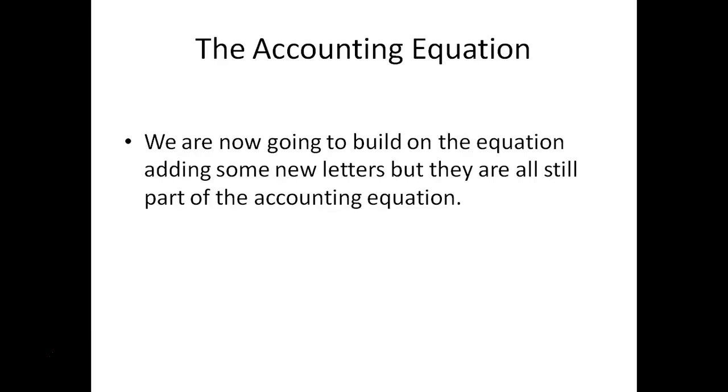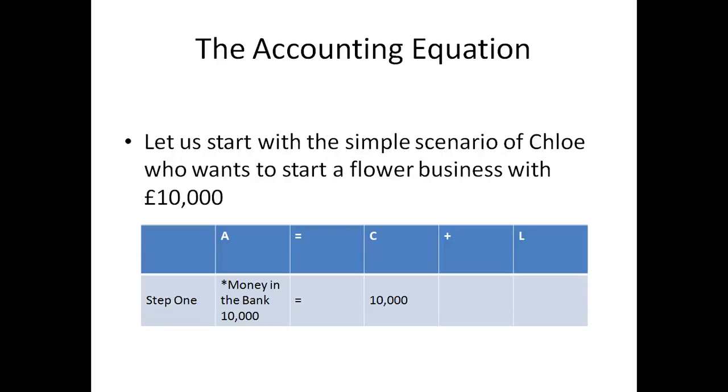Okay, let's build on this equation. We're going to add some new letters, but they're all still very much part of the accounting equation. Let's start with a simple scenario. Chloe wants to start a flower business with £10,000. Step 1, money in the bank of 10,000 is equal to capital of 10,000. The 10,000 is money owed by the business to the owner, and that's the actual 10,000 you're seeing in the bank.